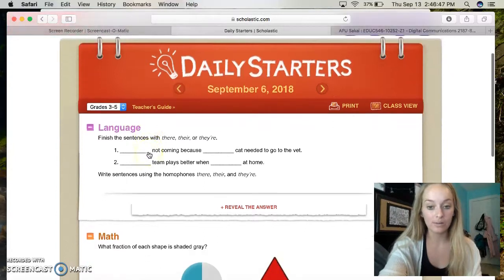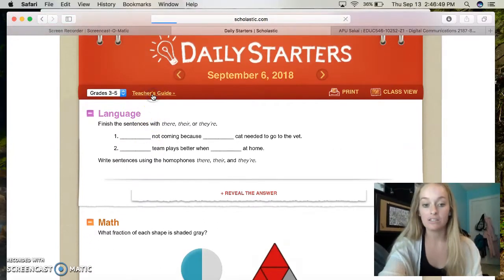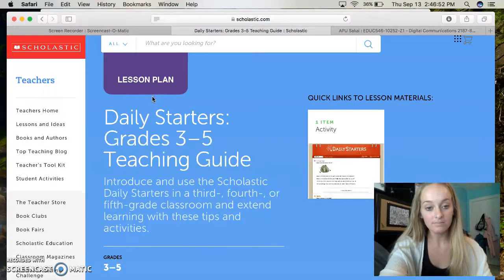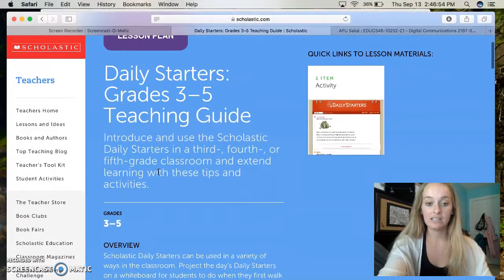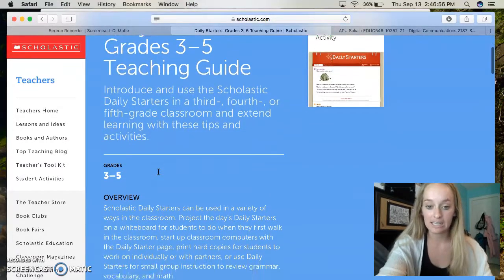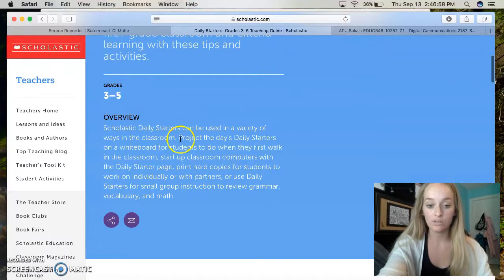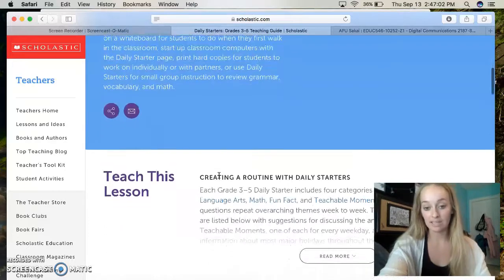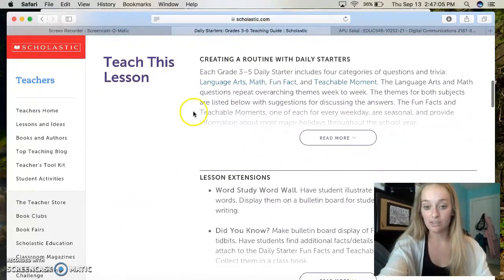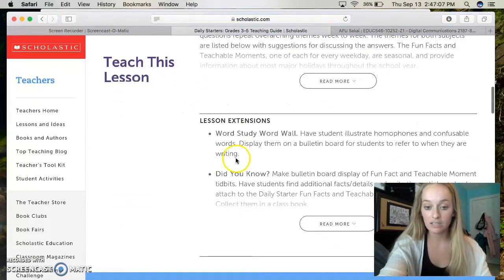The greatest part about this that I actually love is that there's a teacher's guide right there that I just clicked on, and this is the Daily Starters Grades 3 through 5 Teaching Guide. It gives you an overview of how these daily starters can be used in the classroom for that day. So you can teach a lesson, you can do lesson extensions.